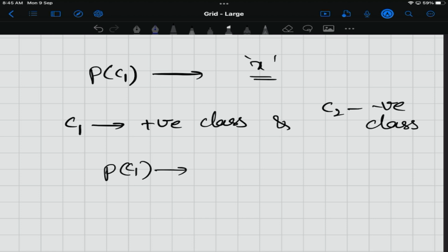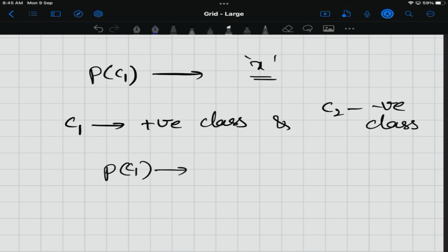Meaning that you need to know the infinite number of data points, or maybe all of your Indian population, if you want to model it for India. You have to know the entire population's data, whether they have diabetes or not, positive or negative. Then using that you get your P of C1, because it is not depending on the X, a specific data point. It is basically modeling whether diabetes is positive or negative.